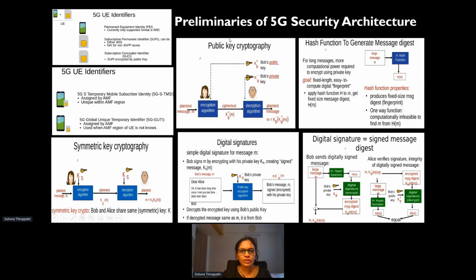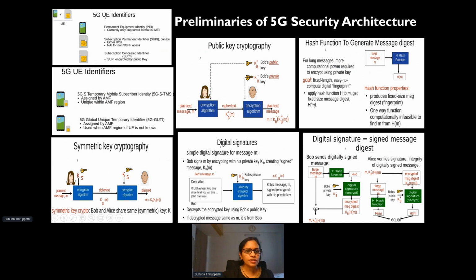So let us look at the preliminaries that are needed for the 5G security architecture. The first one is the 5G UE identifiers. As a part of the 5G UE identifiers, we have the mobile terminal and the SIM. Each mobile terminal is identified with the Permanent Equipment Identity, PEI, or the International Mobile Equipment Identifier. It's another identifier that is used to identify the terminal.